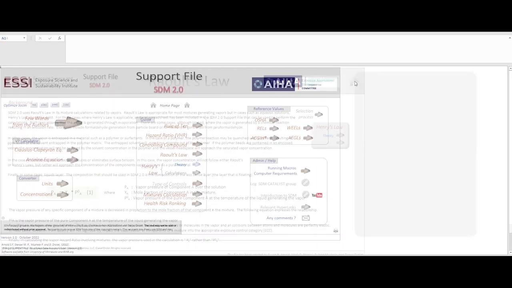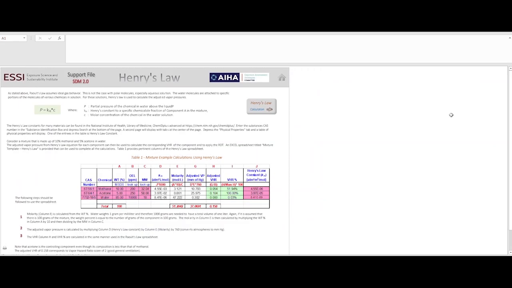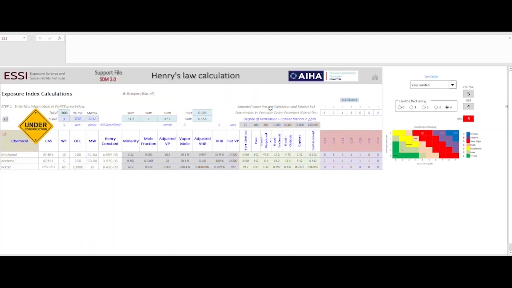The guide page for Henry's law provides an explanation of the theory of Henry's law and how it is applied to estimate vapor pressure in the SDM 2.0. The premise for estimating airborne concentration through evaporation is the same as with Raoult's law. The gray box on the top left, labeled Henry's law calculation, will take the user to the still under construction Henry's law estimator.